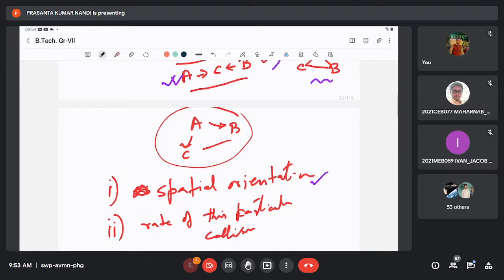Another important factor is the activation energy barrier. That means how the molecules mutually exchange or share their internal energy. That is also very important.